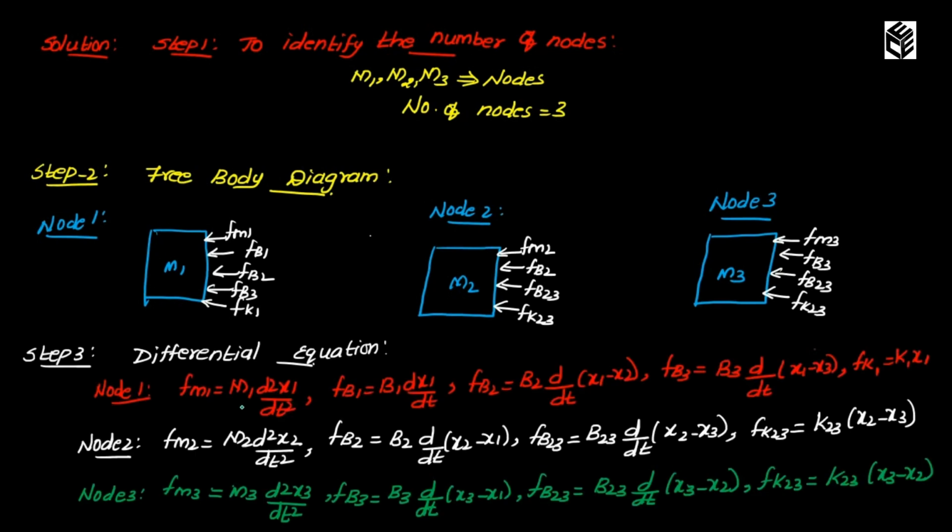So I have written the differential equations for node 1, 2 and 3. Already we have discussed some problems in mechanical translational rotational system. In that problem itself we have explained clearly how to find this differential equation. So I have just written the values, I haven't explained here. If you want, you can go through the previous sessions, and you can identify how to write this differential equation.